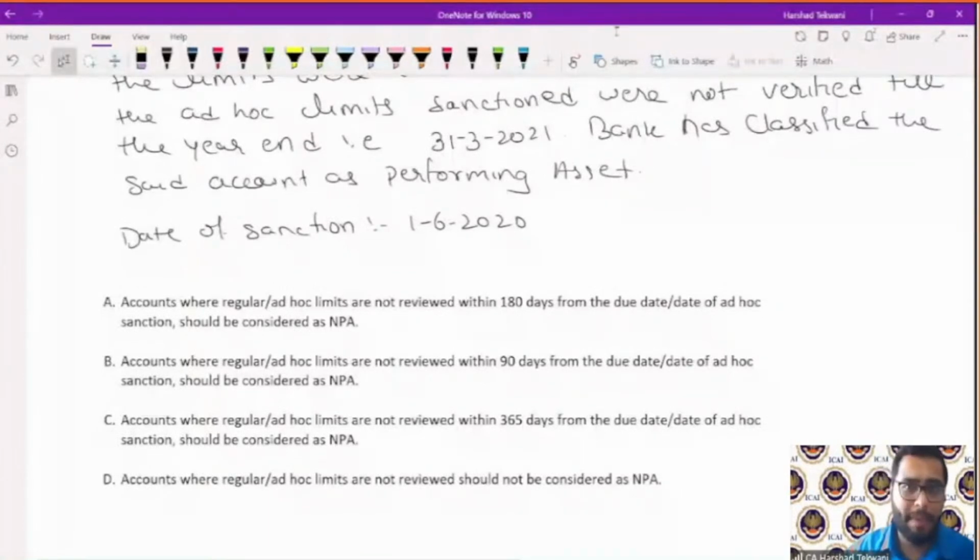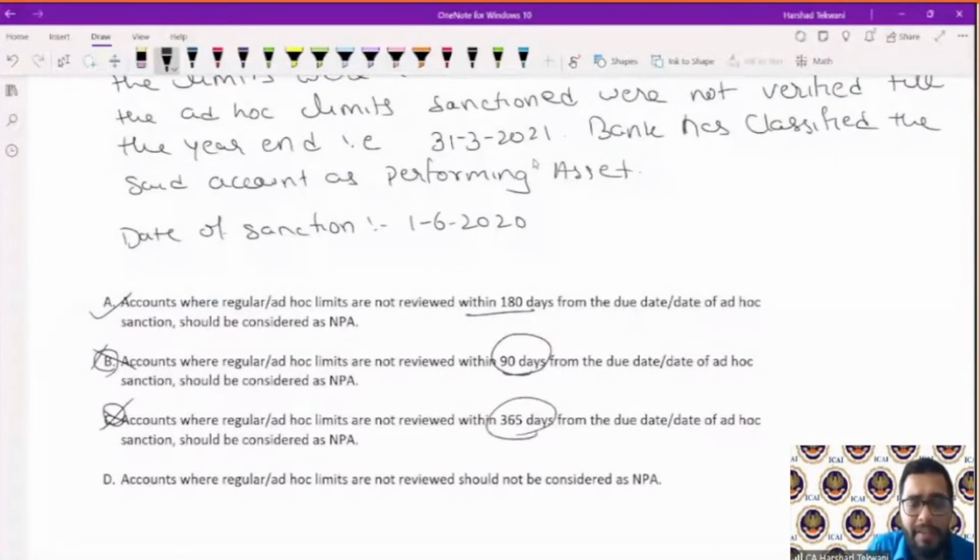As per the provision, accounts where regular or ad hoc limits are not reviewed within 180 days from the date of sanction or the due date should be considered as an NPA. So the provision says 180 days is the limit. Option A, 180 days, is the correct option. B and C are not correct because 90 days or 365 days is not the appropriate limit as per the provision. Option D, that the account should not be considered as an NPA, is incorrect. Accounts are required to be considered as an NPA if the limit is not reviewed by the branch. Clear? Any doubt, guys? So A is the correct option. Yes, Vidula, absolutely correct.